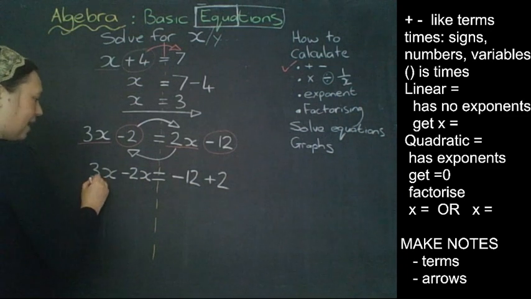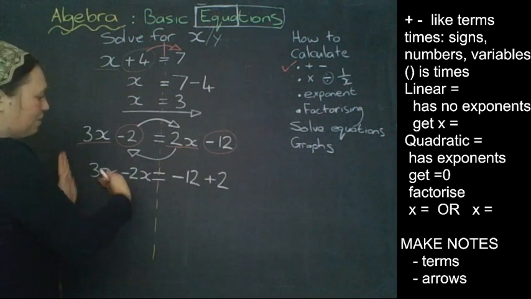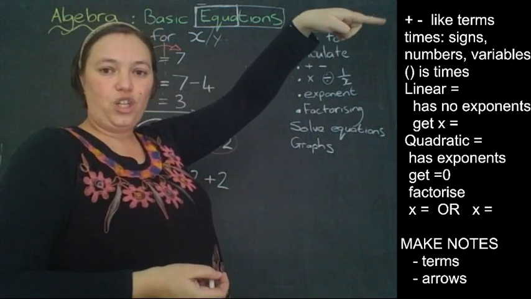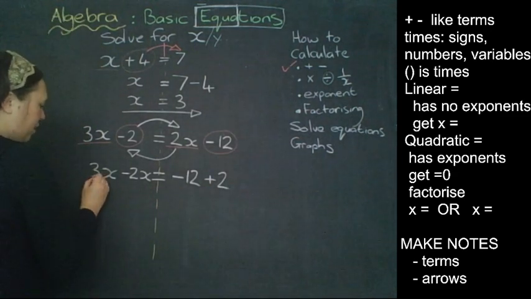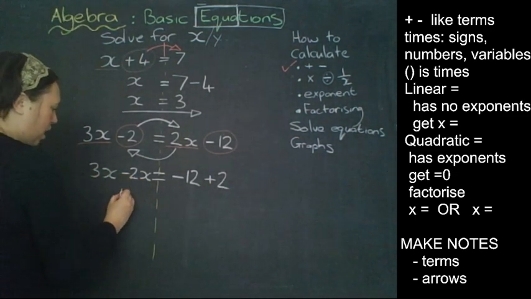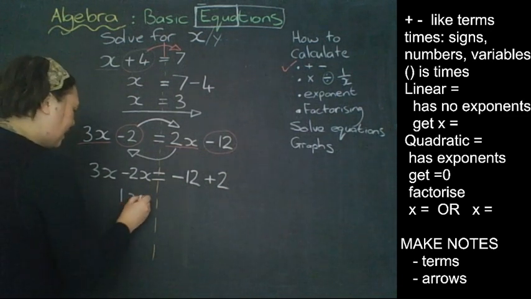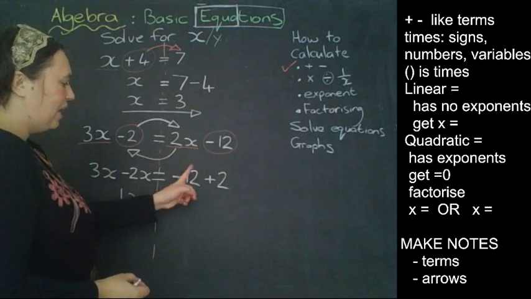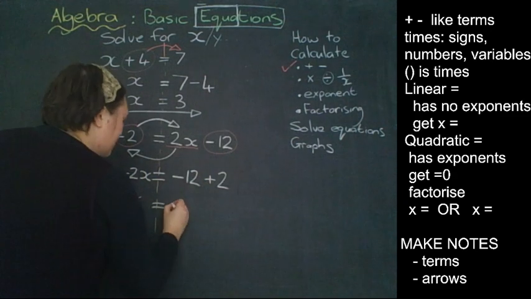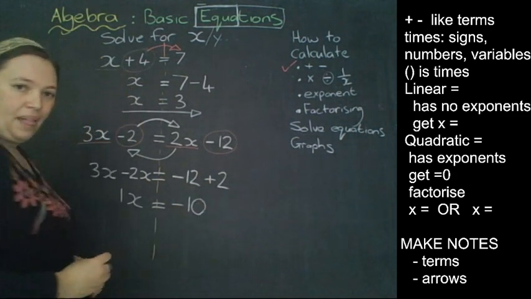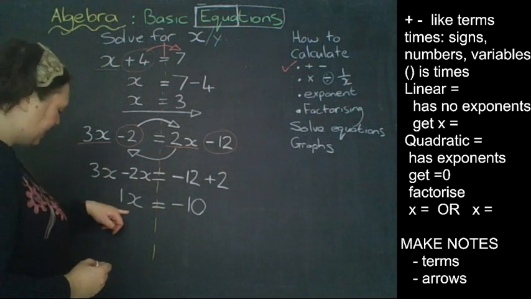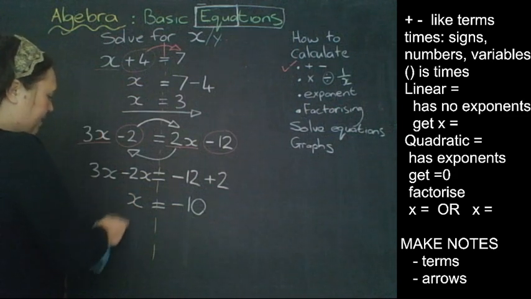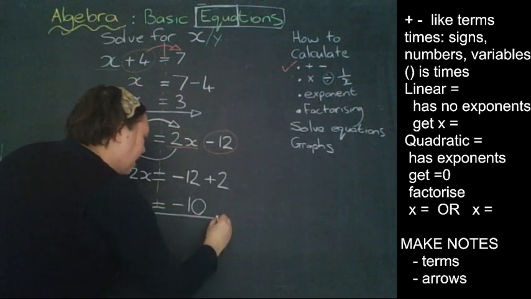Okay, now we're just going to add the like terms. All these ones are together and all those ones are together. So now we're doing this one here, like terms. We've got 3 minus 2 is 1. 1 what? 1x. And here on this side, we've got minus 12 plus 2, which is minus 10. So this one, we don't really need to write it there. We can leave it out if we like. It makes no difference. 1x, x, exactly the same thing. And that is our answer.